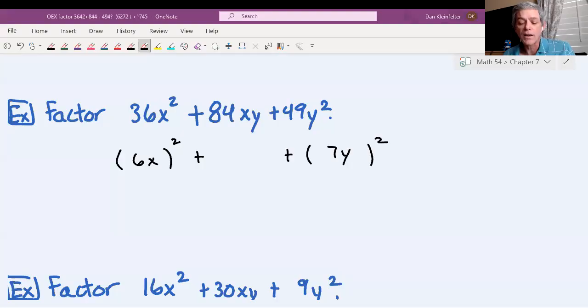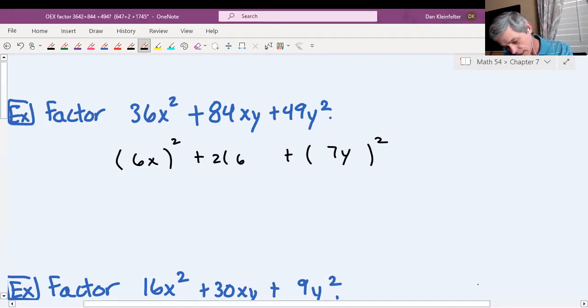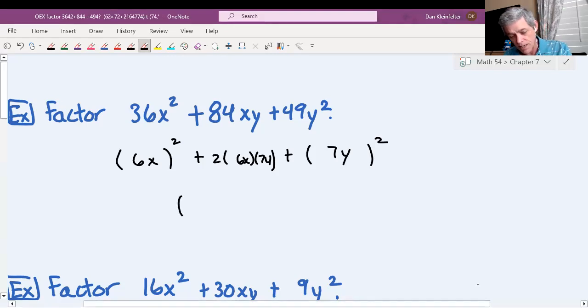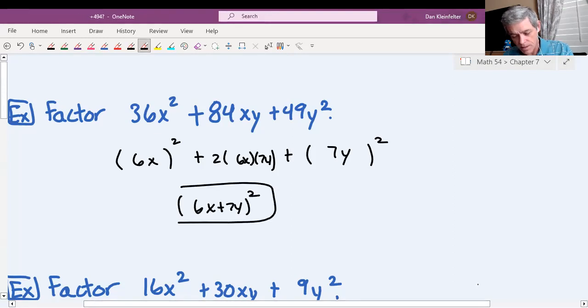36x squared. All right, let's try that again. So 6x squared in the front, 7y squared in the back. In the middle, that 84xy should be 2 times 6x times 7y. Okay, so 6x times 2, that's 12x times 7y. 12 times 7 is 84, so yes, that works. 6x plus 7y squared. Okay.